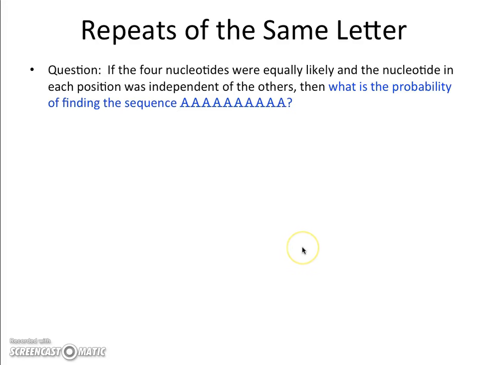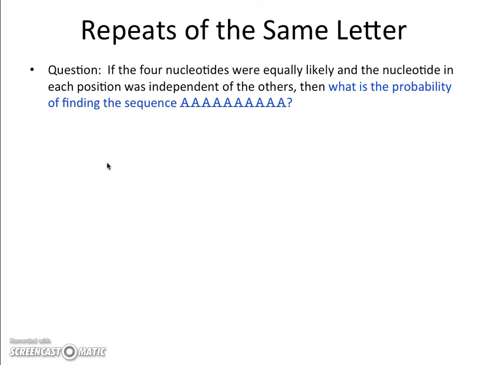And so this brings us to the following context, in which we would be considering repetitions of the same symbol or the same letter. For example, let's say we have 4 nucleotides that are equally likely, and the nucleotide in each position is independent of the others. Then what is the probability of finding a sequence of this type?